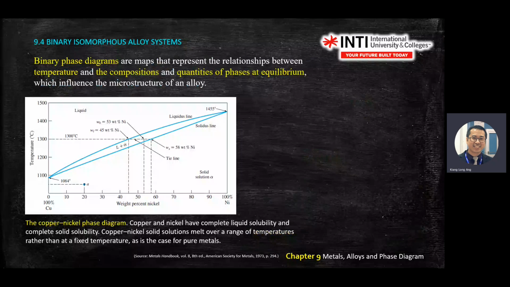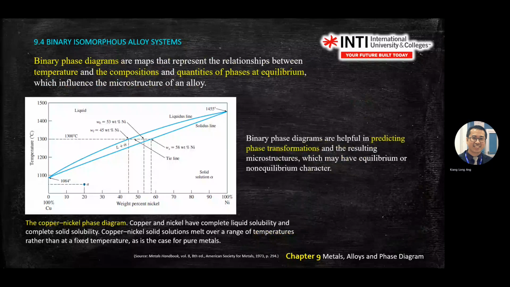So this is a binary phase diagram. It means you have two elements there. In this graph, you have nickel and copper. And binary phase diagram, their usage is to predict. This is also how we test you. You will see the word predict in the question later. Predict the phase transformation at a certain point, at a certain temperature, what you get.